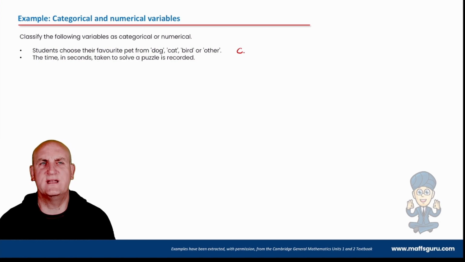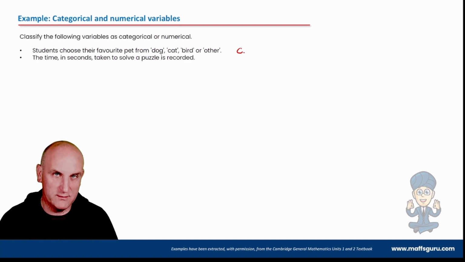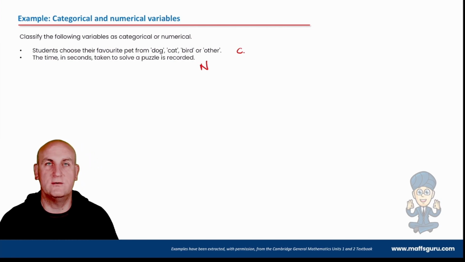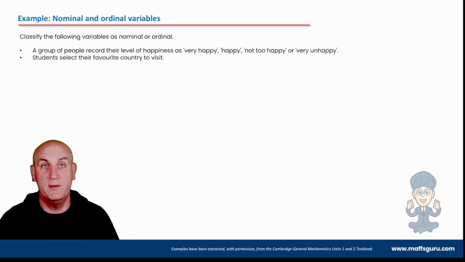The time in seconds taken to solve a puzzle is recorded. All right, so that's been measured. Time is measured. Someone stood there with a stopwatch or however, and so in which case that would have to be numerical. Now, a fairly simple example, I know, but trust me, they get a lot harder.